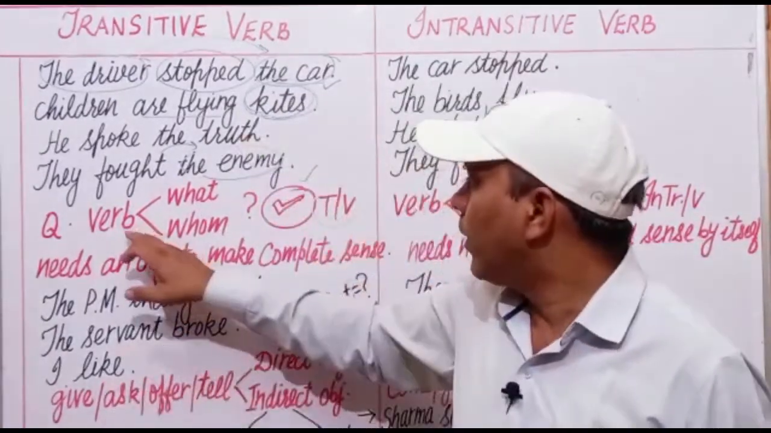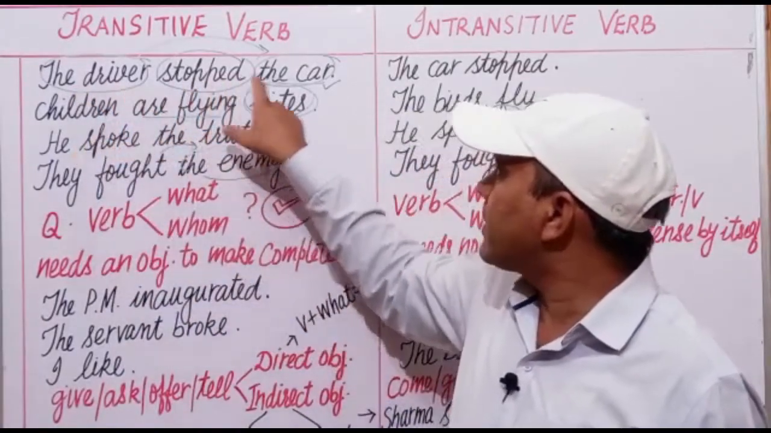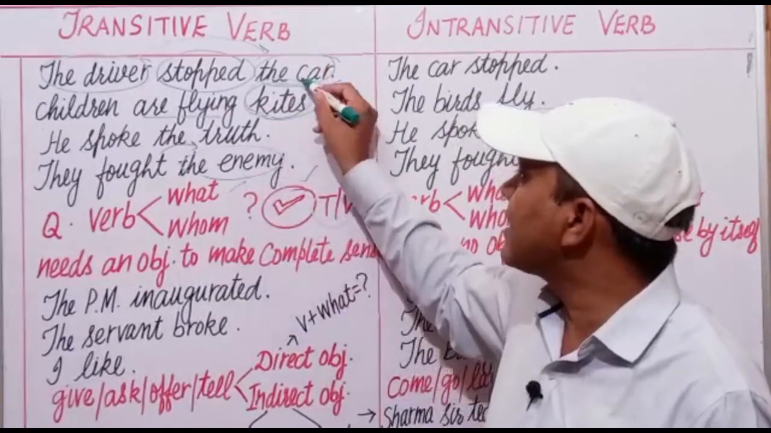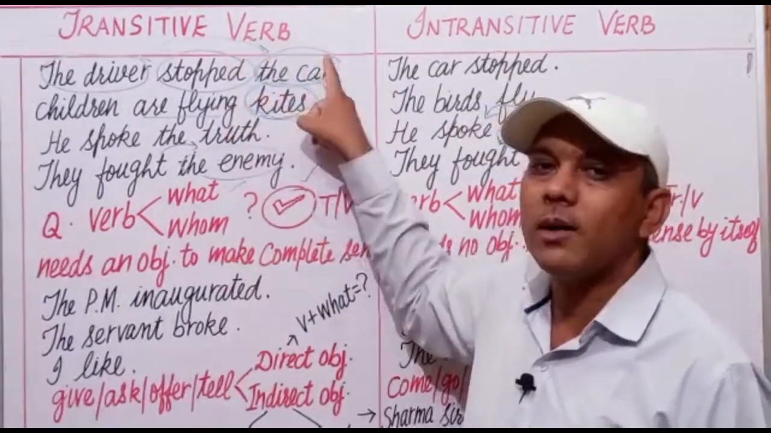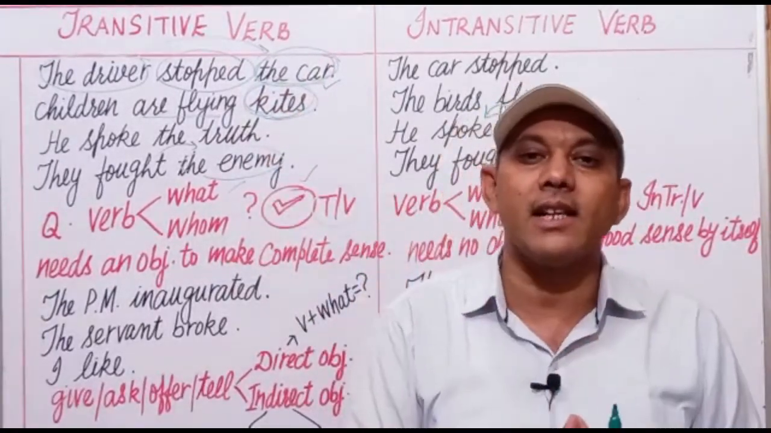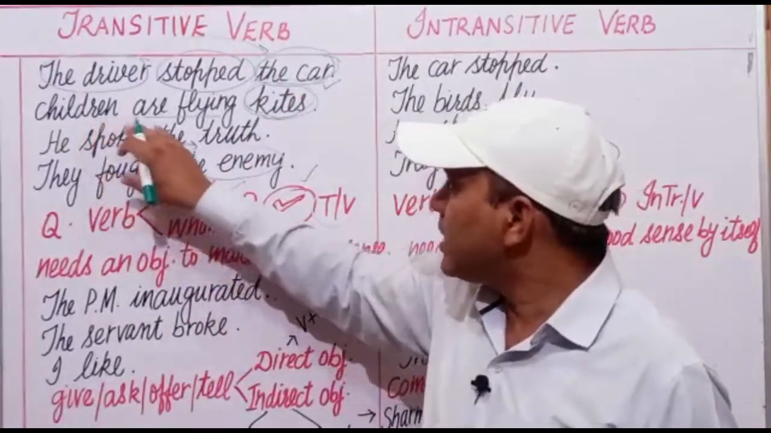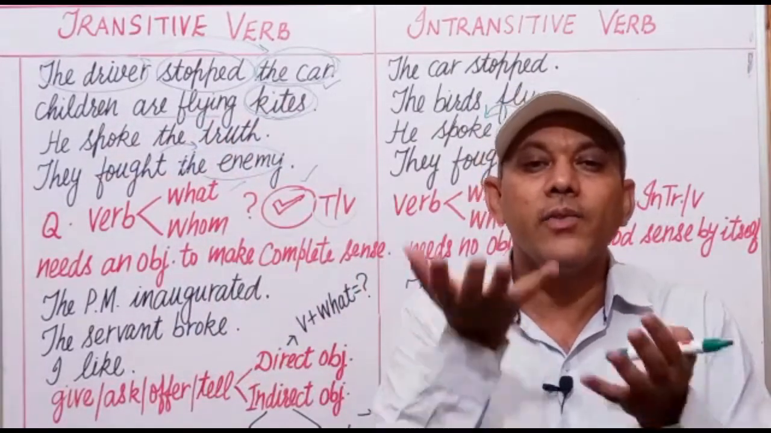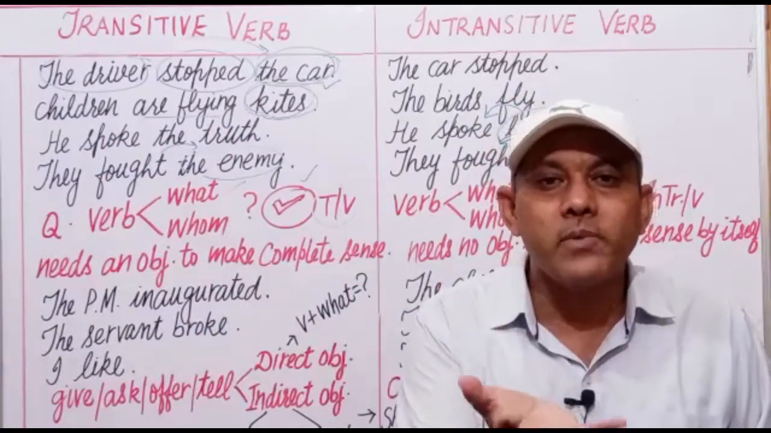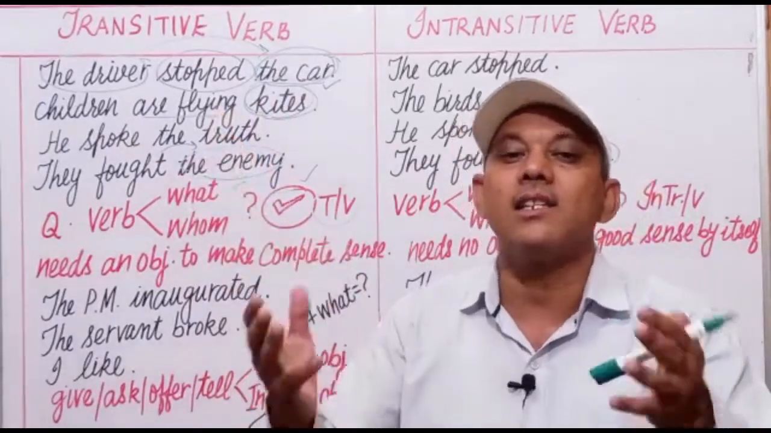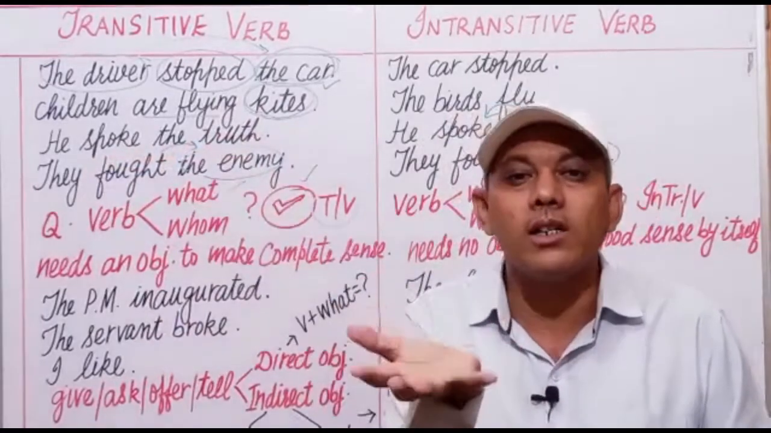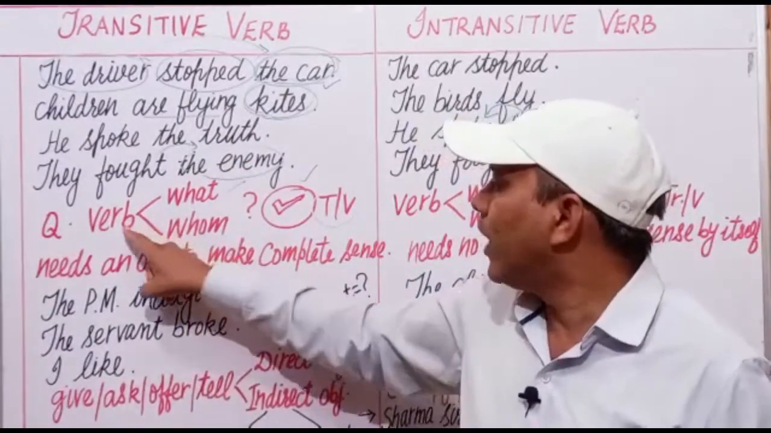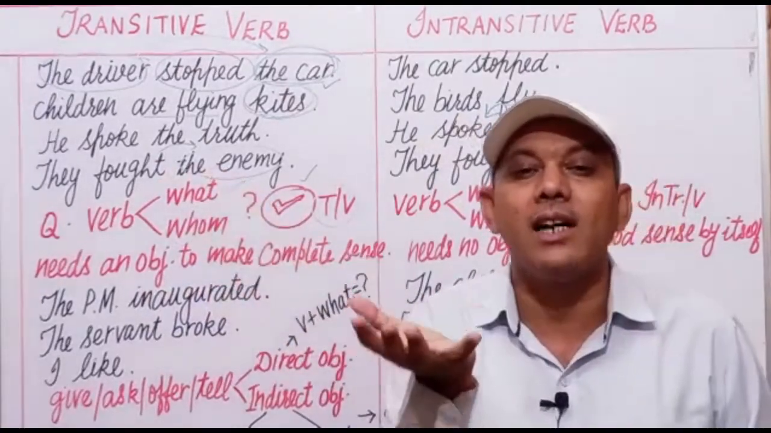Let us try. Verb plus what: the driver stopped the car. So the verb is stopped. Stopped what? The car. Here we get the answer in the first sentence, the car. It means this is the object of this verb, and we need this object to complete the sense of this sentence. Next is children are flying kites. Again verb plus what? Flying what? And we get the answer kites. If we get an answer as an object, the verb here is used as a transitive verb. He spoke the truth. Spoke what? The truth. They fought the enemy. They fought whom? Verb plus whom. Fought whom, and we get the answer the enemy.